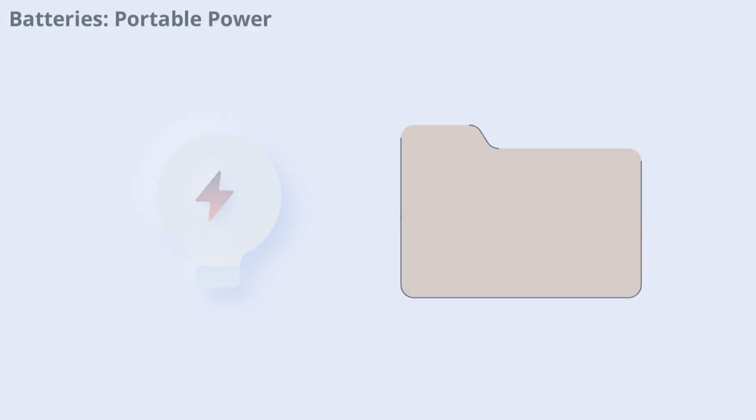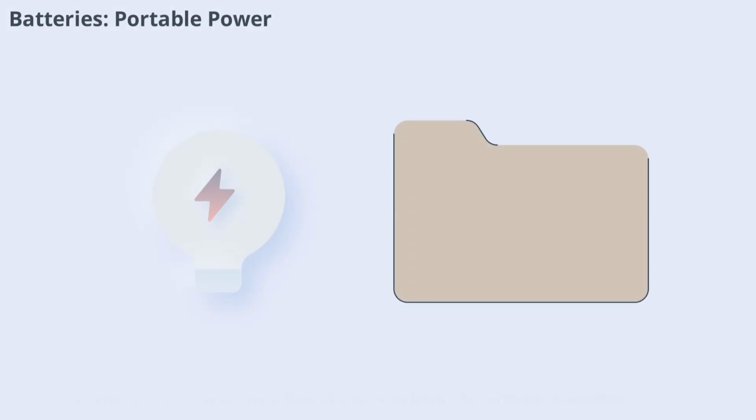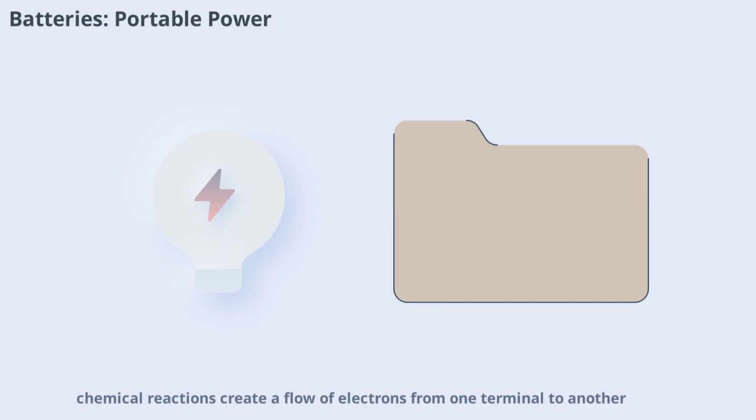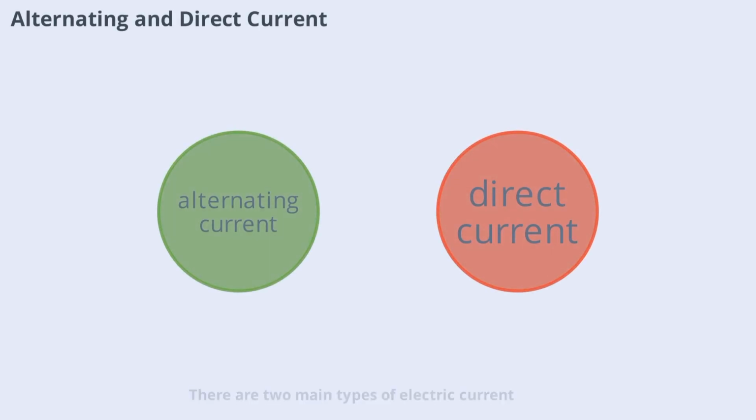Batteries store electrical energy and release it when needed. Inside a battery, chemical reactions create a flow of electrons from one terminal to another, providing portable power for everything from flashlights to smartphones. Batteries have revolutionized the way we use electricity, making it possible to take energy with us wherever we go.